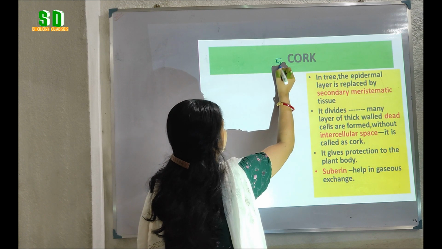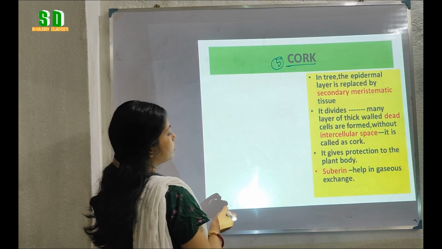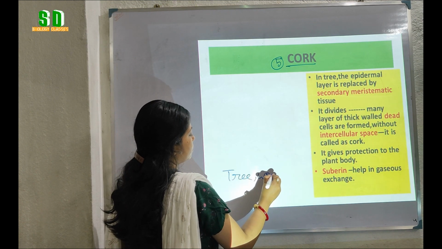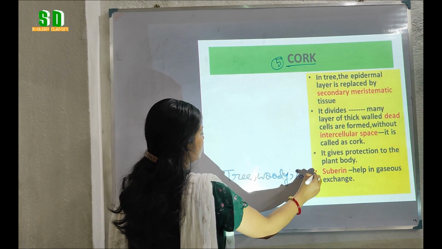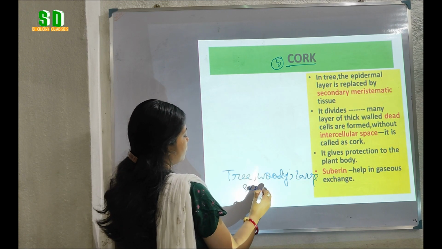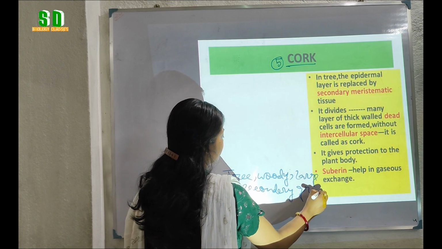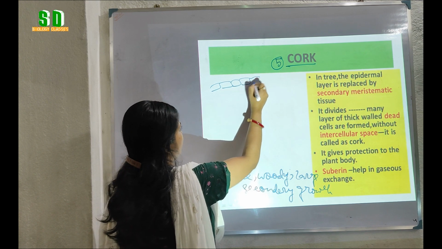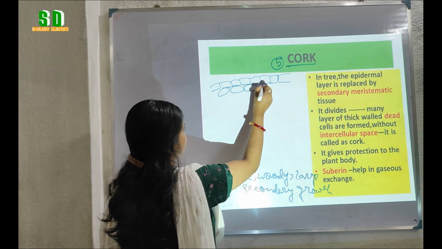So students, another specialized structure is known as cork. Cork is found in large, woody trees during secondary growth. So what kind of structure is it? If we cut a section of the stem of large trees, we will get the following layers.